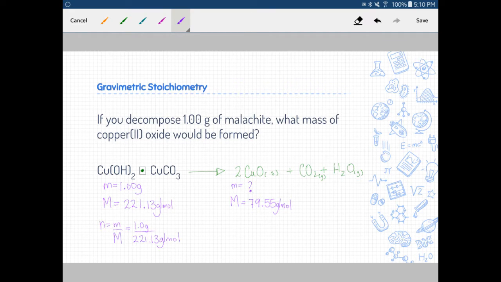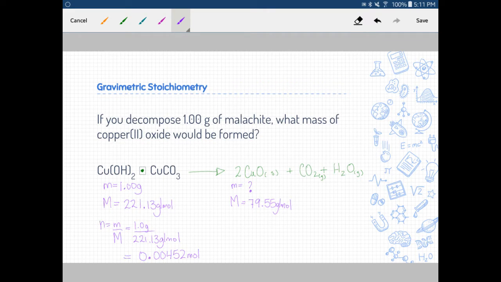Okay, so when I do this calculation on my calculator, I get an answer equaling 0.00452 moles. Now, at this point, this is nothing new to you. You have seen this type of calculation several times before, where you calculate your moles from your mass and your molar mass. This is not new. Okay? This next portion, where we use a mole ratio, is, however, new.